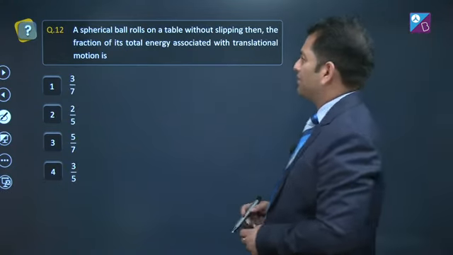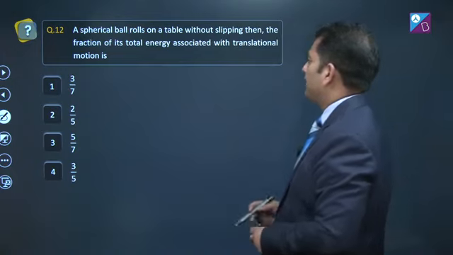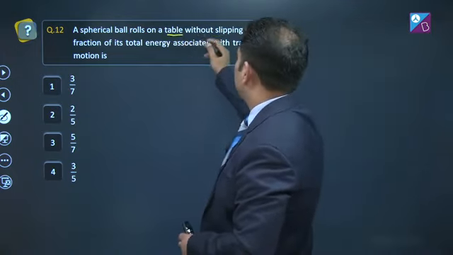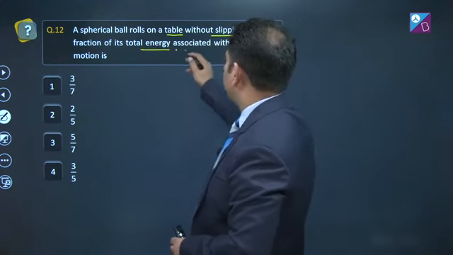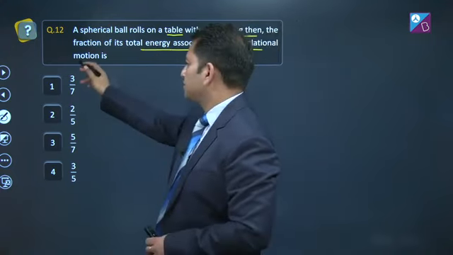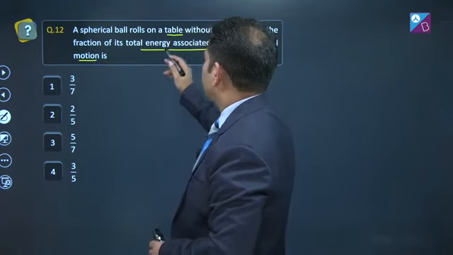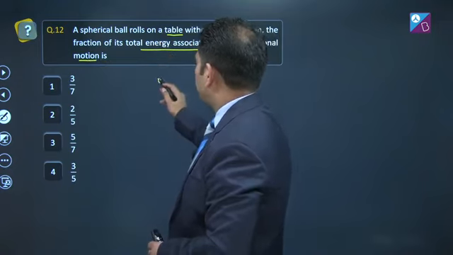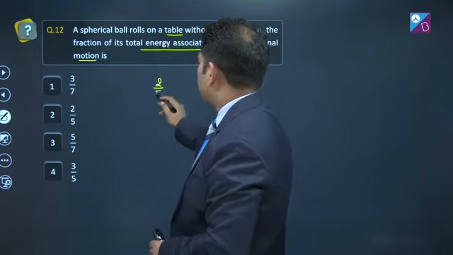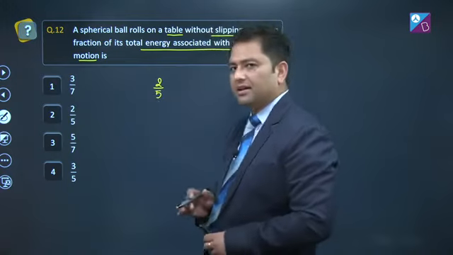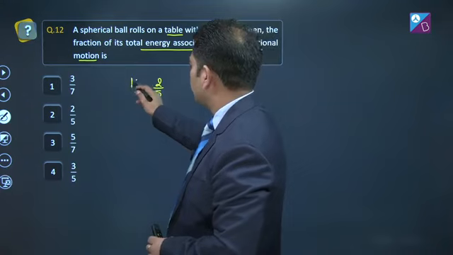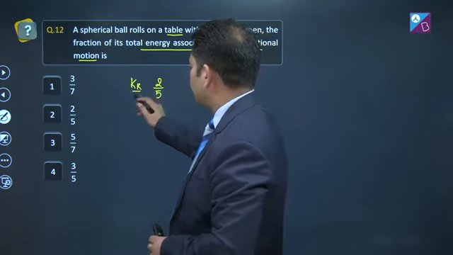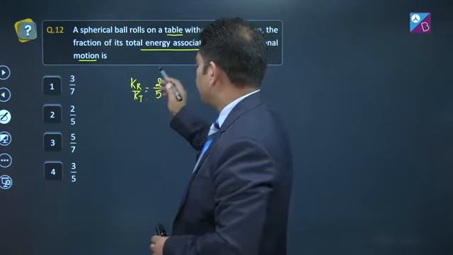What does question number 12 say? एक spherical ball है and that is rolling without slipping. Fraction of its total energy associated with translational motion. ध्यान देना, ये जो sphere है, इसका moment of inertia क्या होता है? 2/5 mr square. Just write the coefficient. यही coefficient होता है kinetic rotation by kinetic translation.